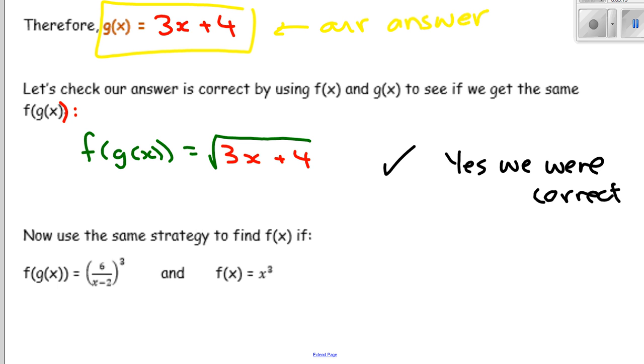So I've said now use the same strategy, the look at and experiment method, to find f of x if this one, our composite, is that thingamajiggy, and that thingamajiggy is one of the originals. And oh, yeah, sorry, to find g of x.